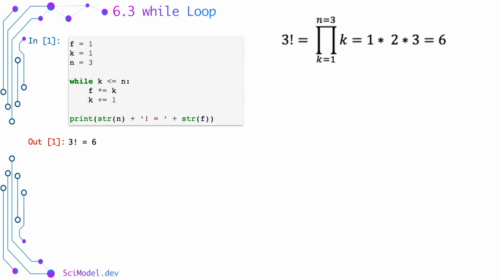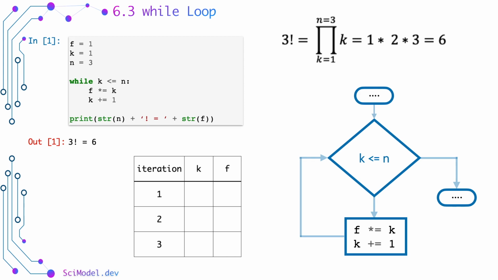Now, let's see how this works through a flowchart. The initial values of k and f are set to 1. In the first iteration, the while loop checks the condition 1 is less than or equal to 3. This is true, so the expression of the while loop is executed and the values of k and f are updated as shown in the table.